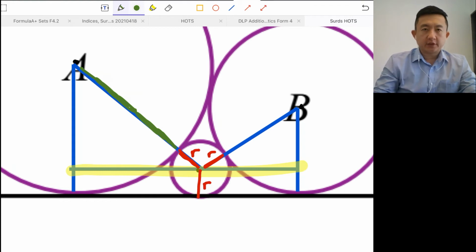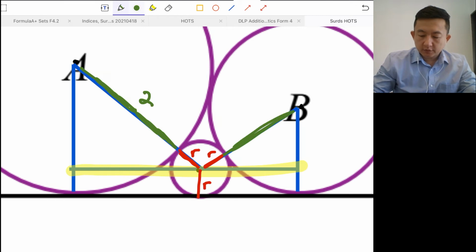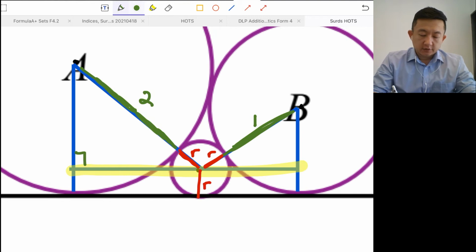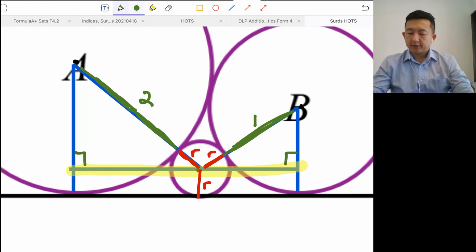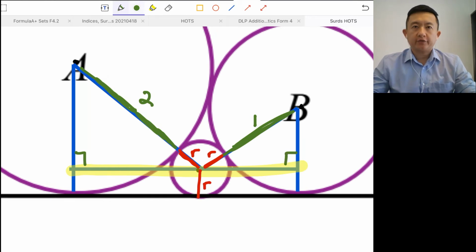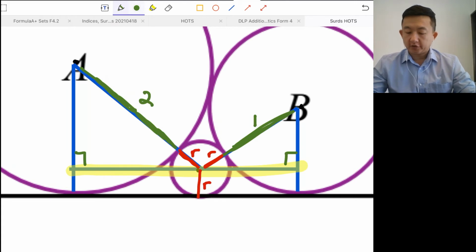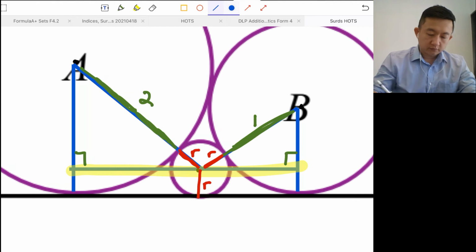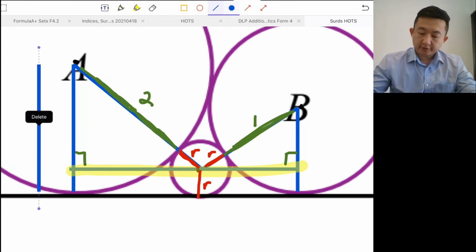This is the radius of circle A, so 2. This one is the radius of circle B, so this is 1. Do you see another 2 right angle triangles here that I formed? The 2 right angle triangles here. That is the purpose. Okay, just now we all know about this, right? The length.